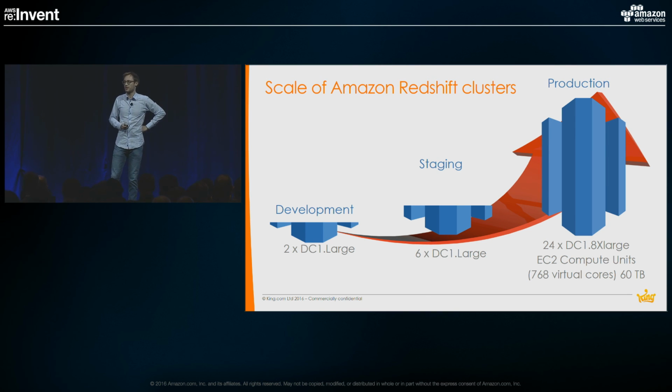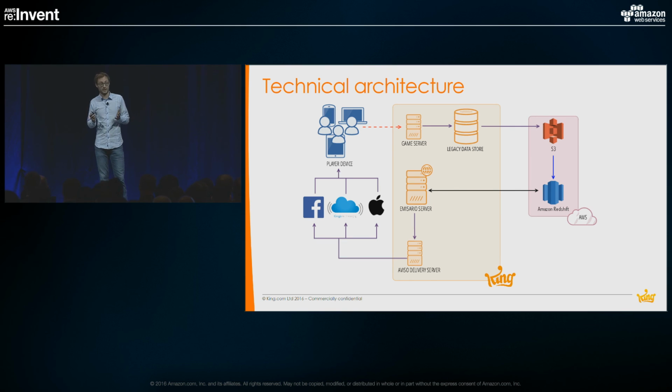So how does Redshift fit in the overall architecture we have? Key for us are obviously our players. They play our great games on their devices. From the devices, the data goes into the game servers, from the game servers into the legacy data store. From there, we're doing regular ETLs that are going into S3. Redshift then takes the data from S3.